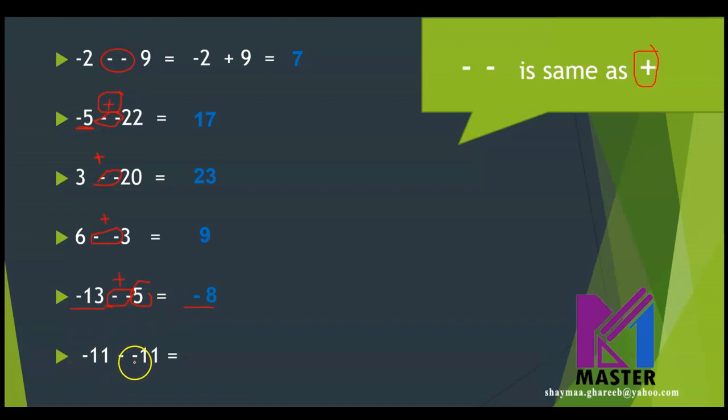Negative 11 minus negative 11, so I'm going to change them into plus sign. So negative 11 plus 11 equals 0. Is this clear? So when I have to subtract a negative number, I can change both signs into an addition sign or a plus sign. Is this clear?